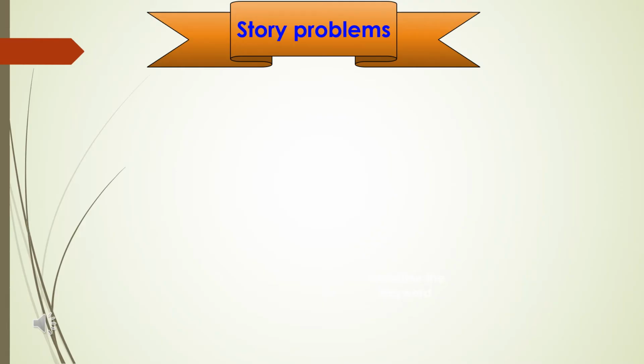Let's solve some story problems, and before we solve them, we should learn what is the meaning of story problems. It's a story that gives me a math problem. We can solve the story problem by 3 steps. First, read the story carefully. Second, circle the numbers. Third, underline the key word.